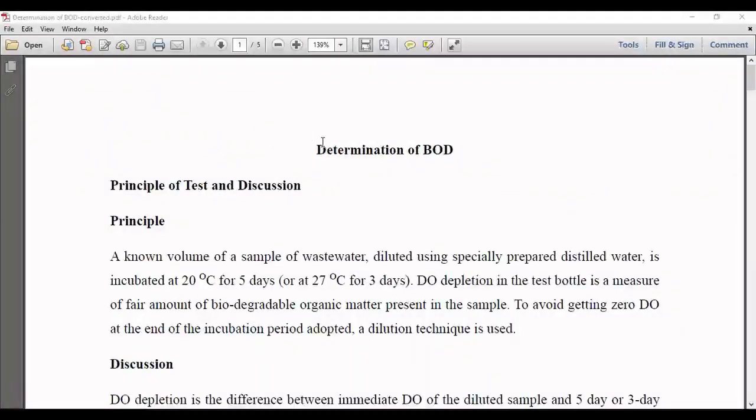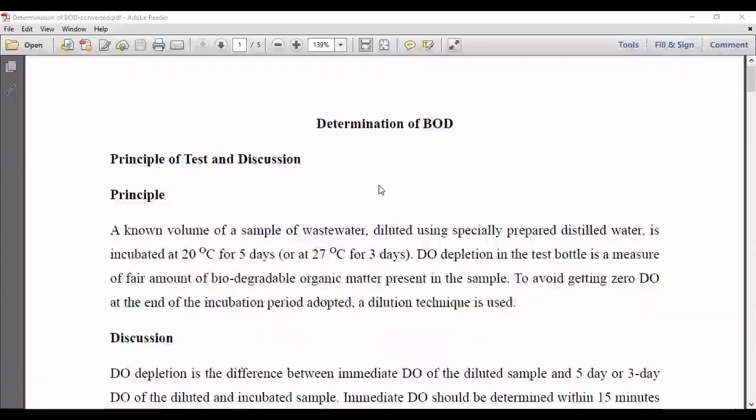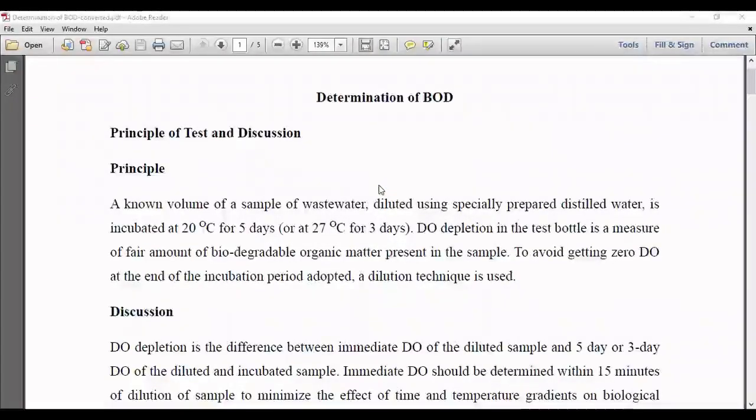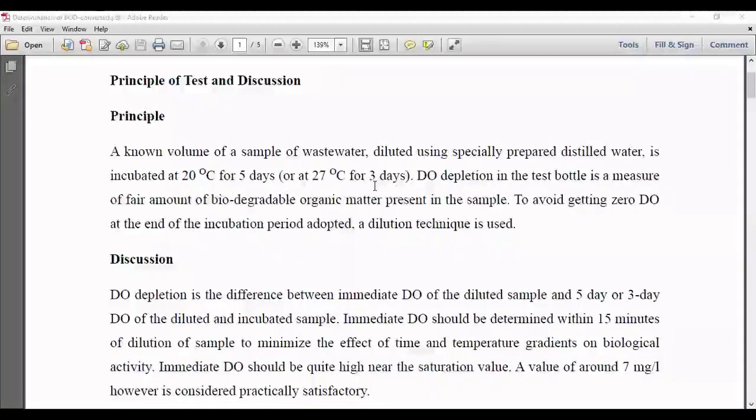Before starting with the actual experimentation procedure, we need to understand the principle of determination of BOD and some discussion points that are very important for understanding the further procedure. So, what is the principle of the test? A known volume of a wastewater sample diluted using specially prepared distilled water is incubated at 20 degrees Celsius for 5 days or at 27 degrees Celsius for 3 days. DO depletion in the test bottle is a measure of the amount of biodegradable organic matter present in the sample. To avoid getting zero DO at the end of the incubation period, a dilution technique is used.